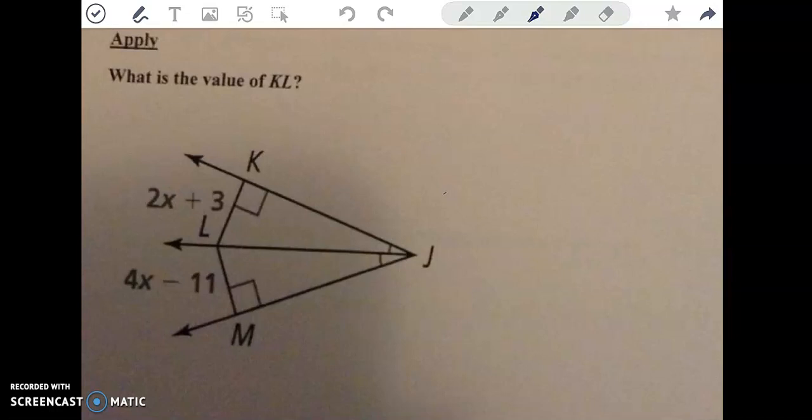Okay, so based off what we did a while ago, we have a line that bisects. You see the two congruent angles. Because it bisects, we now have two congruent sides that are equidistant from the rays. So we'd set them equal to each other. 2x plus 3 is equal to 4x minus 11.